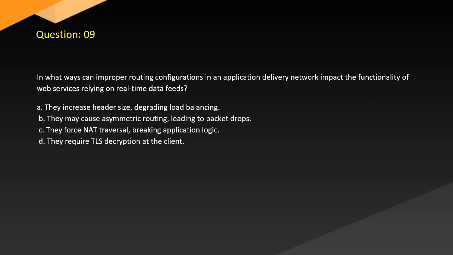Question 9. In what ways can improper routing configurations in an application delivery network impact the functionality of web services relying on real-time data feeds? A. They increase header size, degrading load balancing. B. They may cause asymmetric routing, leading to packet drops. C. They force NAT traversal, breaking application logic. D. They require TLS decryption at the client.